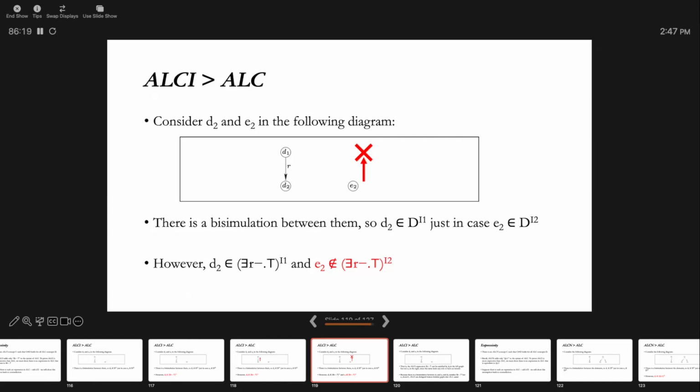Does that make sense? I understand the inverse and why it can't. I don't really understand how there's a bisimulation in the first place between D2 and D1 and E2 and D2. Mm-hmm. Is that because, oh, okay.